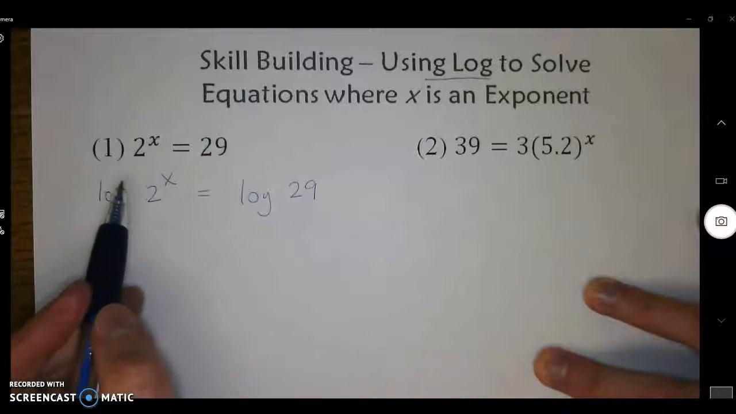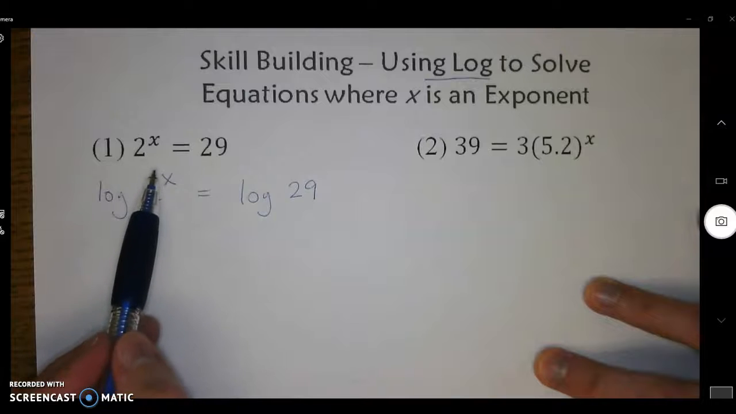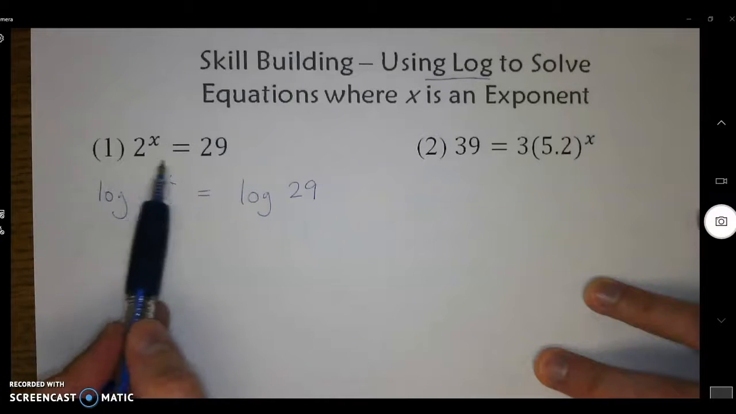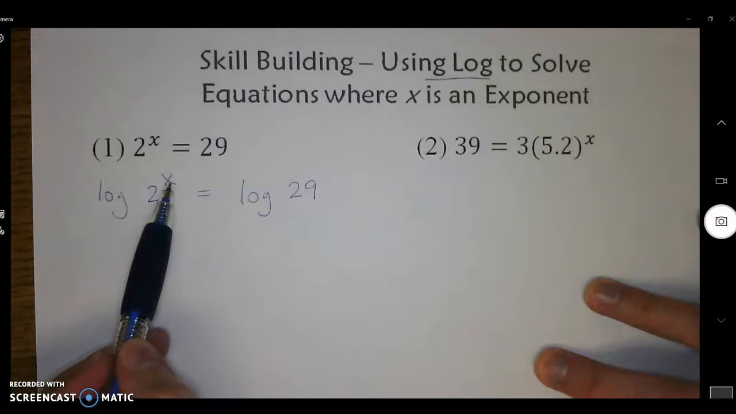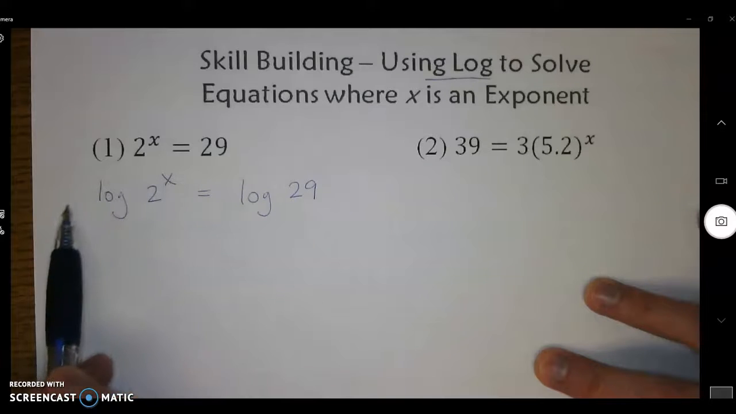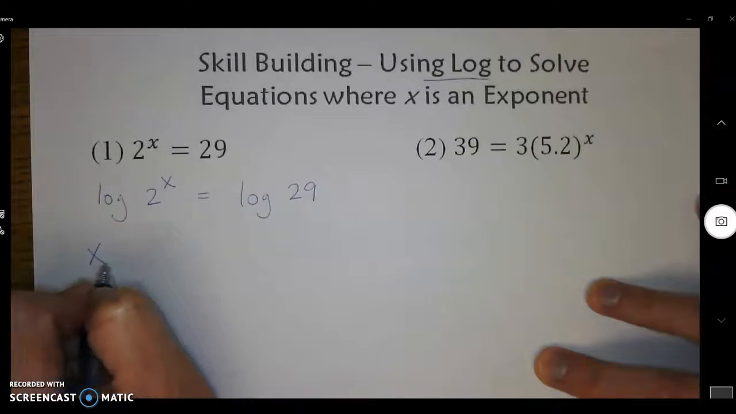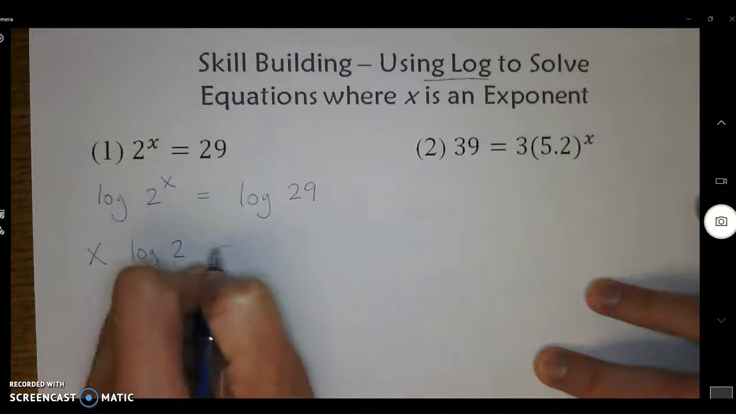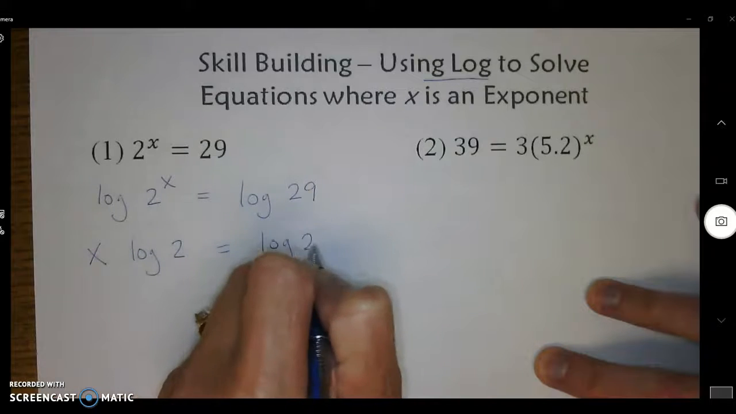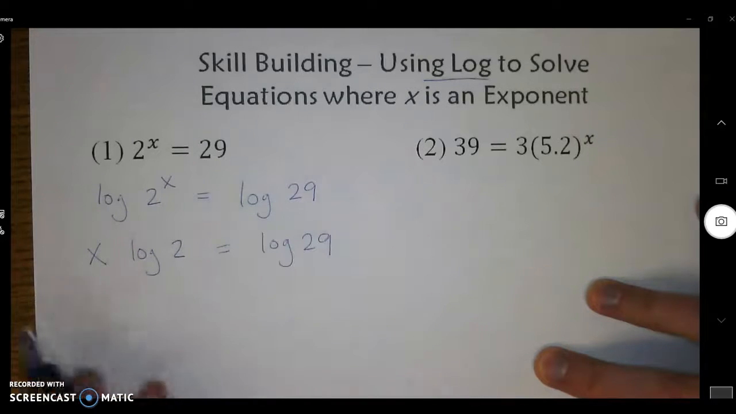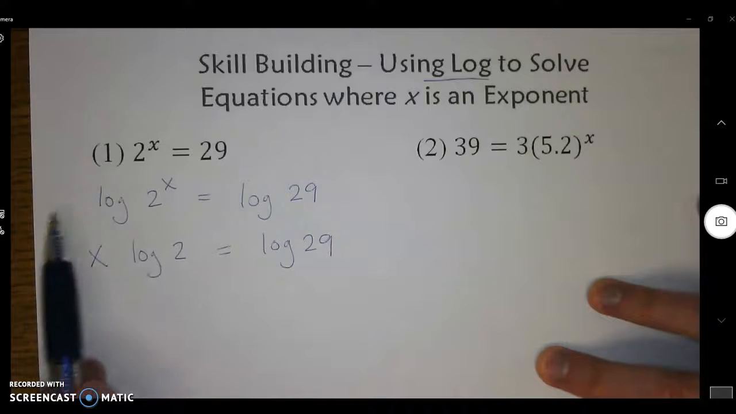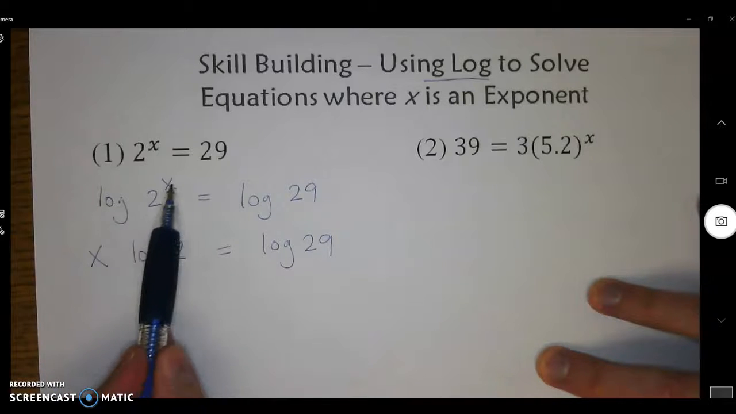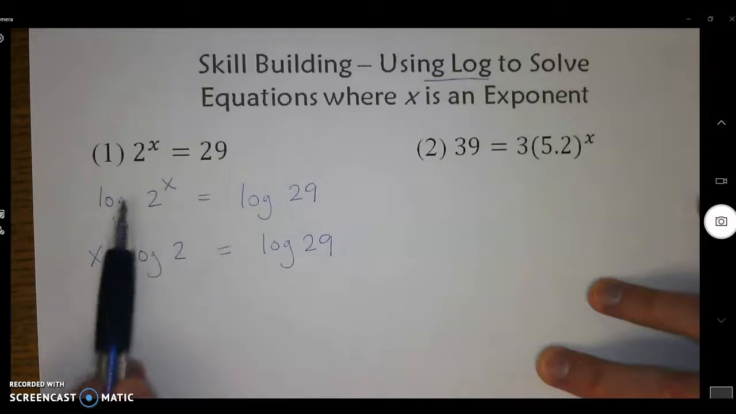Okay, and then there's an exponent or logarithmic rule. Logs and exponents are inverses of each other, so that I can move this x over to the front. So this x log 2 is the same as log of 2 to the x power. These two are interchangeable right here.